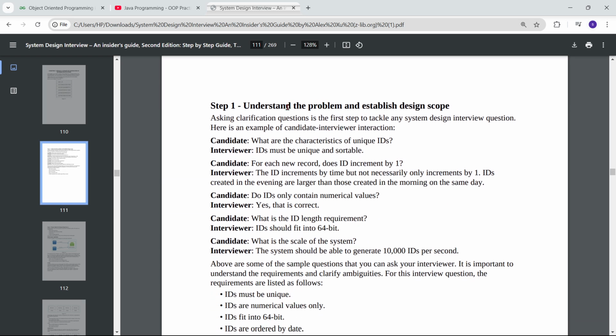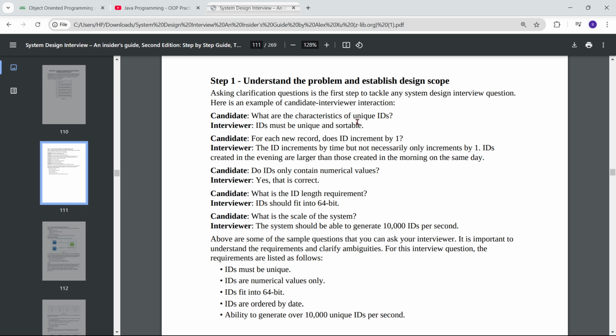So there are some steps to understand and establish the design. First step, understand the problem and establish design scope. Asking clarification questions is the first step to tackle any system design interview problem. Here is an example of candidate interview interaction. What are the characteristics of unique IDs? Unique ID must be unique and sortable. For each new record, does the ID increment by 1? For each new record, the ID increments by time but not necessarily only by 1. IDs created in the evening are larger than those created in the morning on the same day.